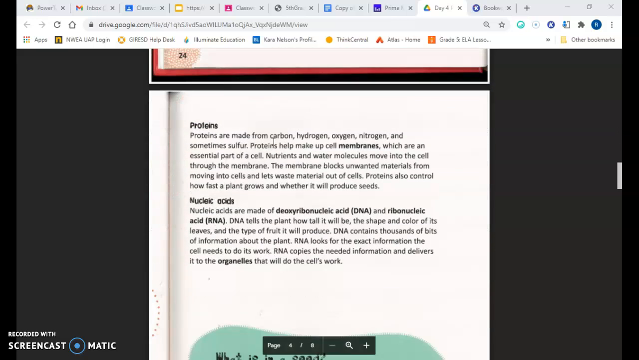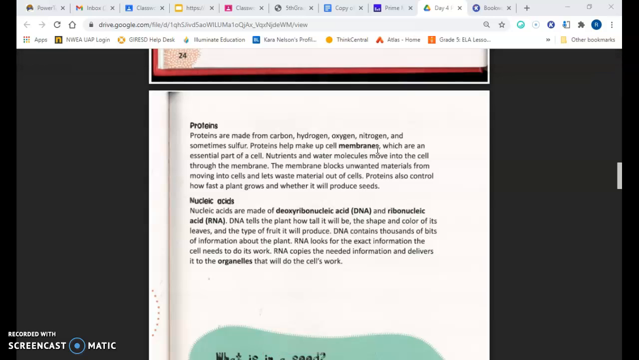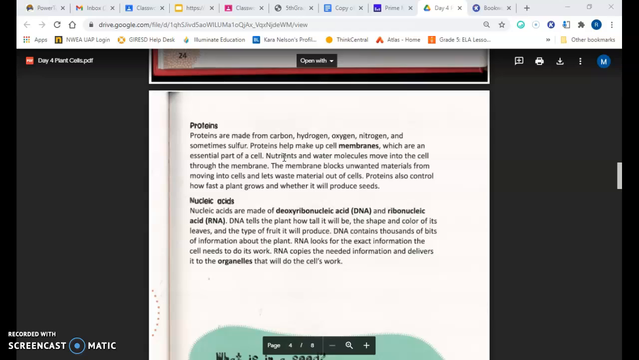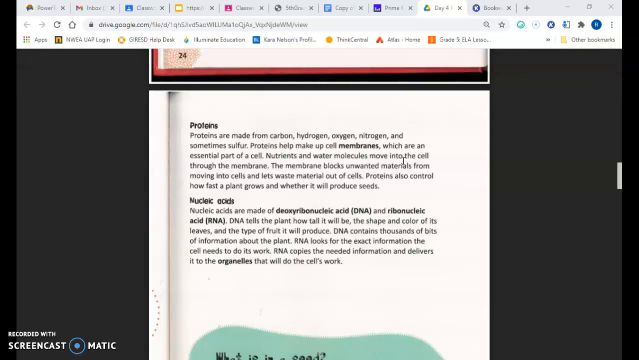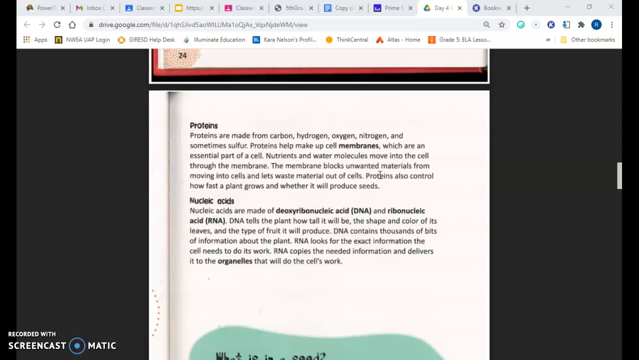Proteins. Proteins are made from carbon, hydrogen, oxygen, nitrogen, and sometimes sulfur. Proteins help make up cell membranes, which are an essential part of a cell. Nutrients and water molecules move into the cell through the membrane. The membrane blocks unwanted materials from moving into cells and lets waste material out of cells. Proteins also control how fast a plant grows and whether it will produce seeds.